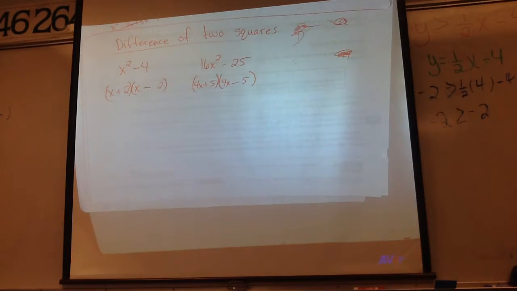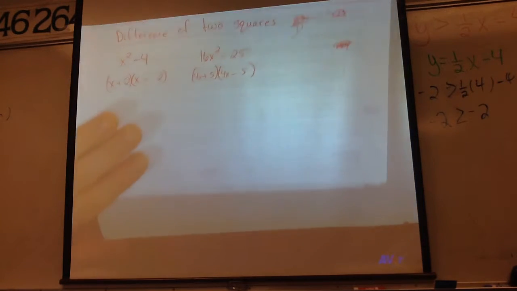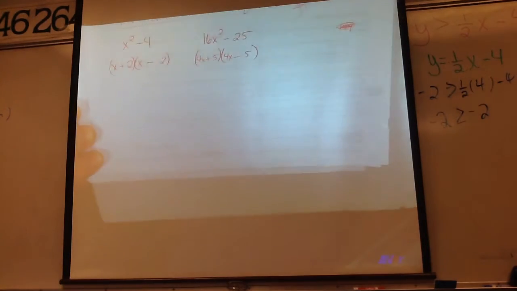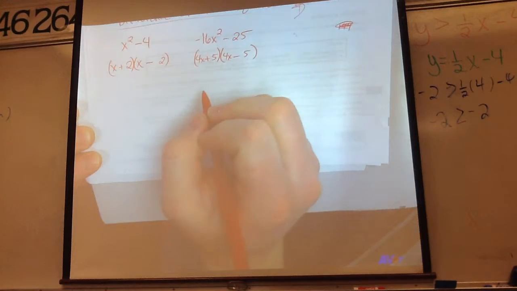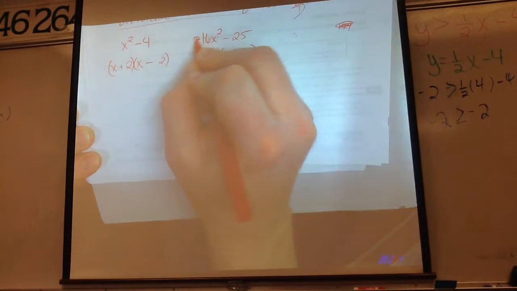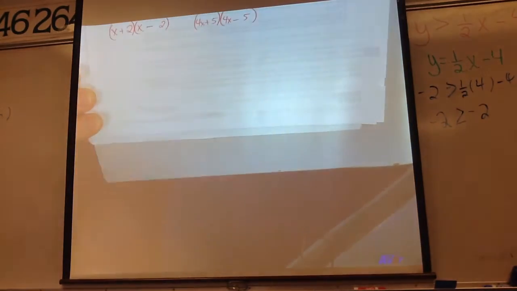So we can only do this if they're both square rootable. If this was negative also, then it wouldn't work. It's not factorable.